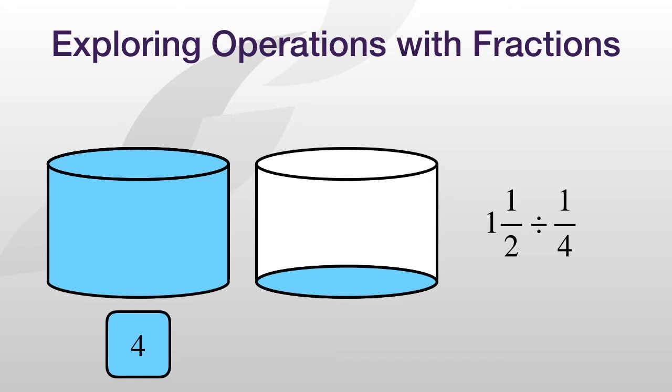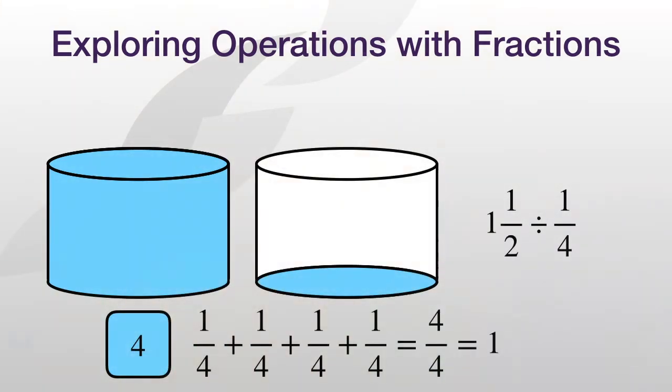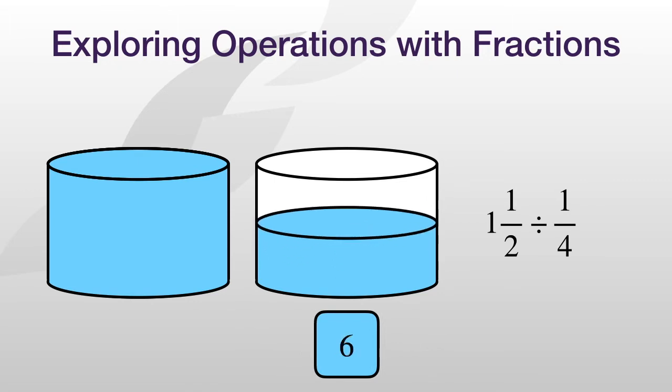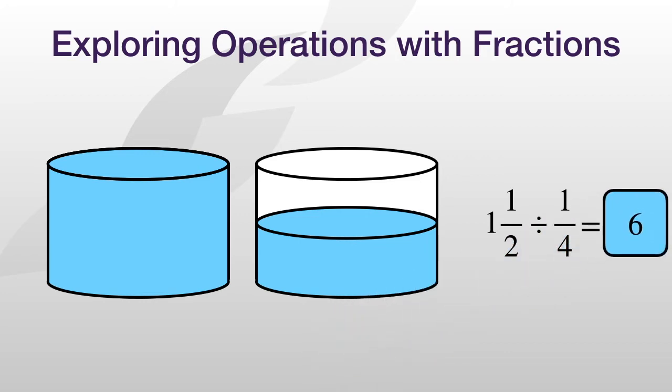There are 4 1/4 cup measures in 1 cup, and 2 more in a 1/2 cup. There are 6 1/4 cup measures in 1 1/2 cups. Again, let's use this diagram to help us develop a method for dividing fractions.